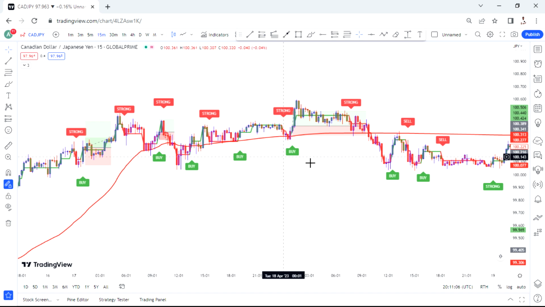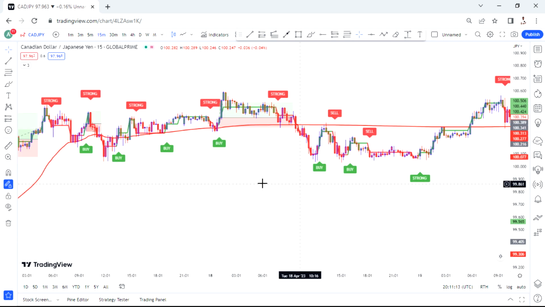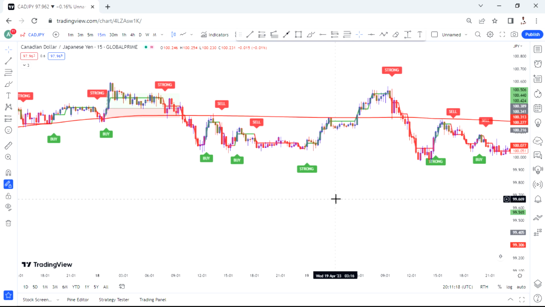So let's look at the selling setup. We want to sell when the market is below the red line. When the market is below the red line, we want to sell, only sell. So this one, the sell is confirmed by this candle here. So we just have to input as we are doing. Let me just show you.